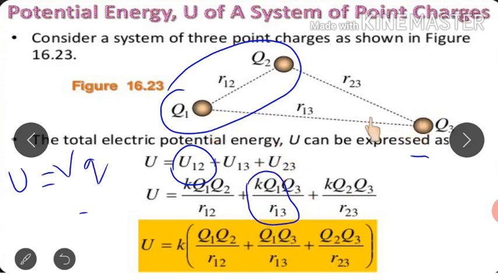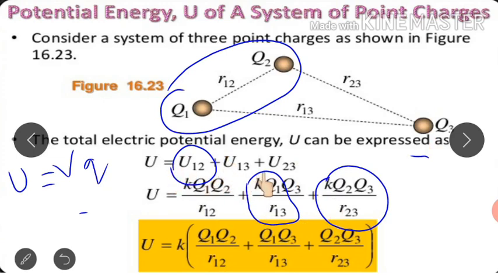Now we will talk about Q2. What is the potential at this point due to Q2? We know the formula, K Q2 upon R23, into the charge which is brought at this particular point, Q3. So finally we have this. I think this step is clear.